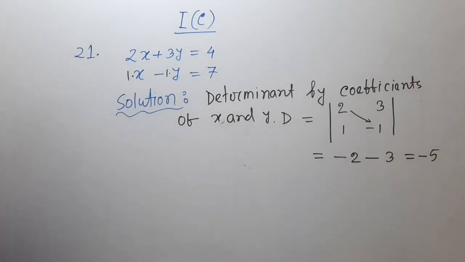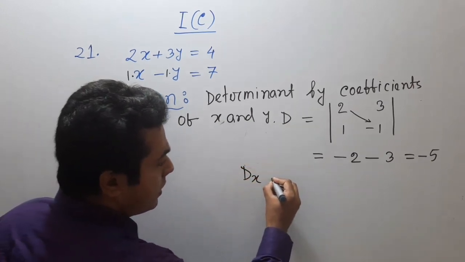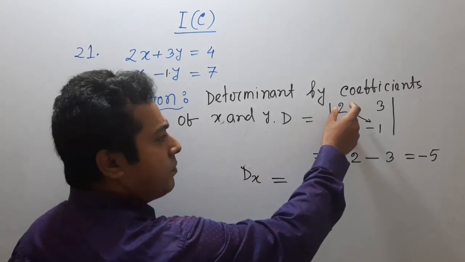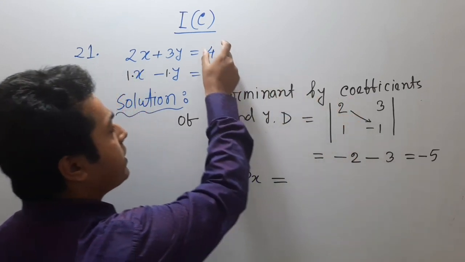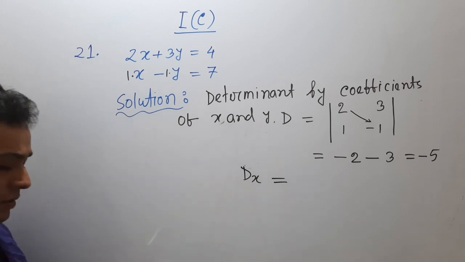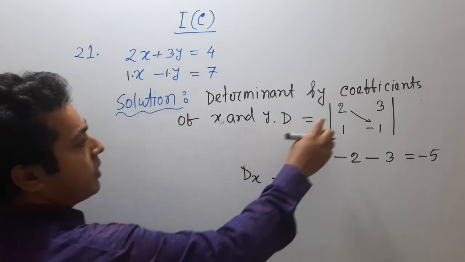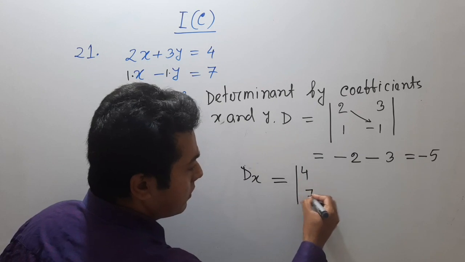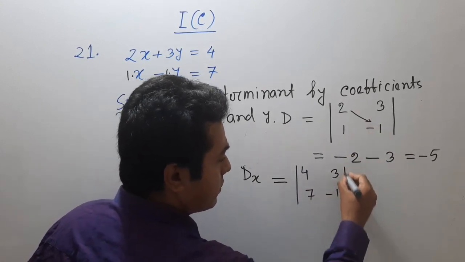Now Dx. Dx is a determinant. In D, the coefficient of x is replaced by the constant term, and this is denoted by Dx. So Dx is equal to, the coefficient of x, which is 2 and 1, is replaced by 4, 7, and the coefficient of y is not changed, 3 and -1.